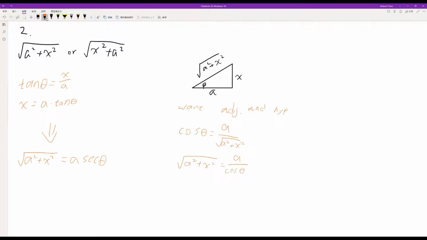Now we know if cosine theta appears in the denominator, we can rewrite the square root of a squared plus x squared as a times secant theta. Right? And that's how we get this expression. Now notice that we have no idea what theta or x is, but we're just doing an introduction on trig sub, and then later on we'll see how we can put it into work.